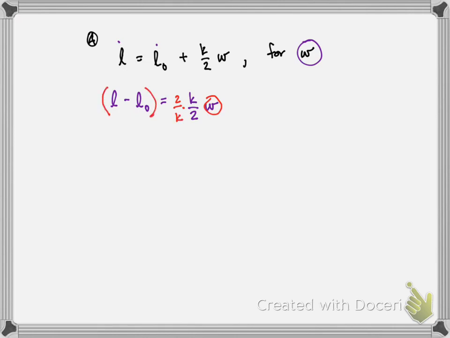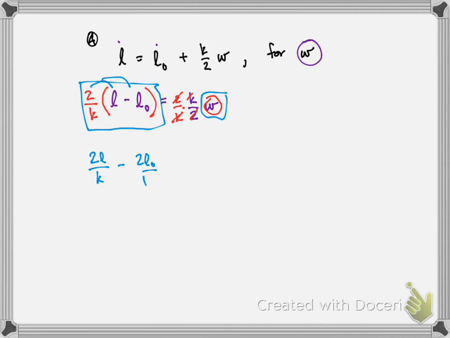I'm going to wrap the left side and do the same thing. 2 over K times K over 2 reduces to 1. And so one way you can think of this is W is equal to 2 over K times the quantity L minus L naught. Of course, you could distribute. 2L over K minus 2L naught over K is equal to W would be an alternate way to write that.